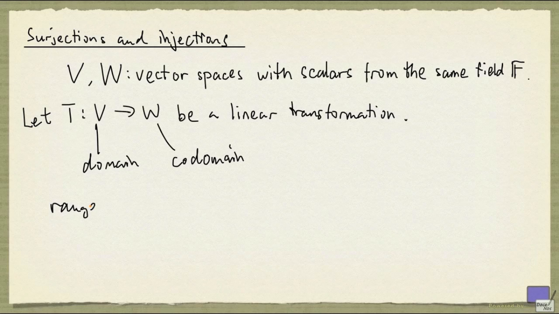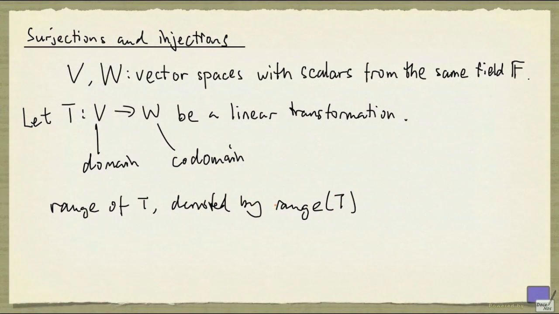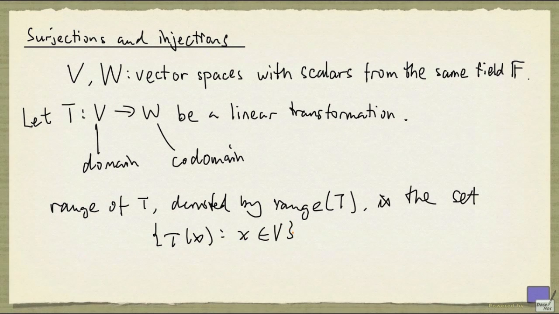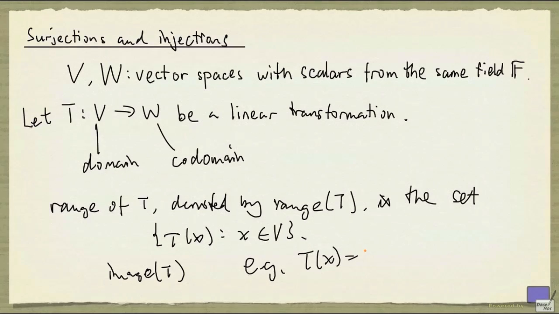Now, the range of T, denoted by range(T), is the set of all possible outputs. So it's the set of Tx such that x is a vector in V. Sometimes one calls this the image of T. Now, if you look at the range of a linear transformation T given by T of x equal to Ax for some matrix A, then the range is actually just the column space of A.